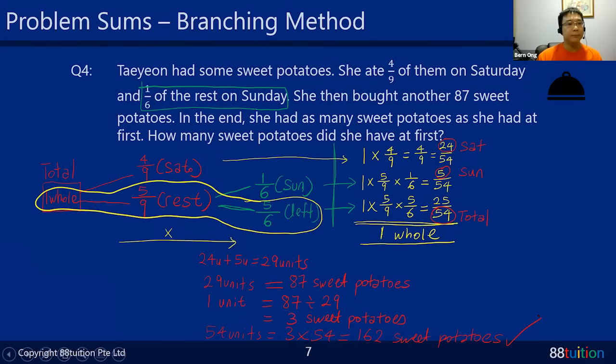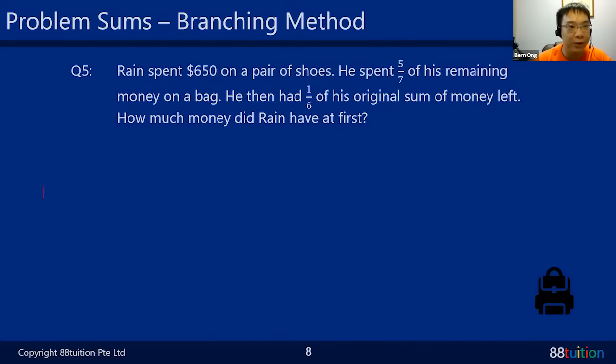Another question. Is that okay? Okay, so that's our question 4. Let's go on to question 5, shall we? You've got no choice, I'm moving forward. Potato, Felix. You like potato? I think so.